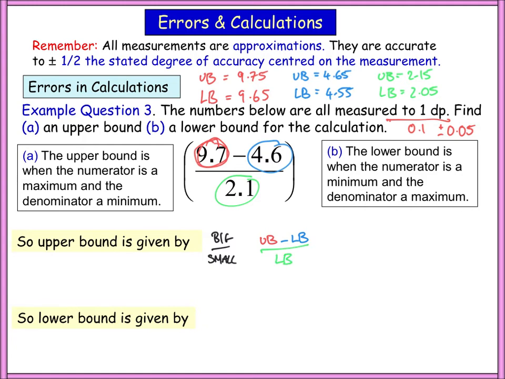So all that I do then, because I've already worked these out, is write these in. 9.75, take away the lower bound of 4.6, which is 4.55, and we divide it by 2.05. And so we can put that into our calculator. 9.75 minus 4.55, and that's all divided by 2.05, and that works out as 2.536585.